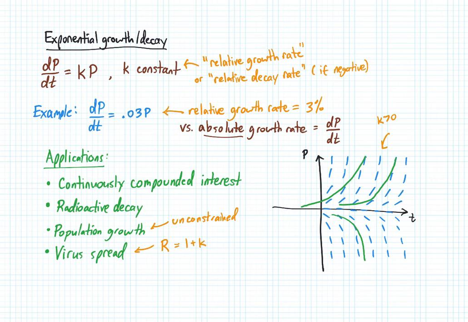And you can sort of tell from this, or at least you'd be willing to believe me if I told you, that the solution curves are exponential curves, where p of t is a constant times e to the k times t. You'll be solving for this in the worksheets, so I'm not going to do the solving right here. But that's what the solution curves end up looking like.